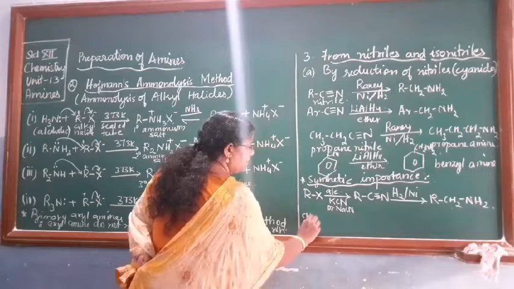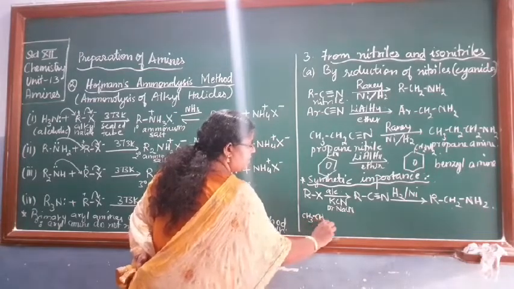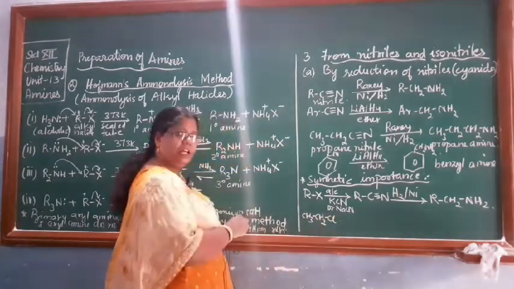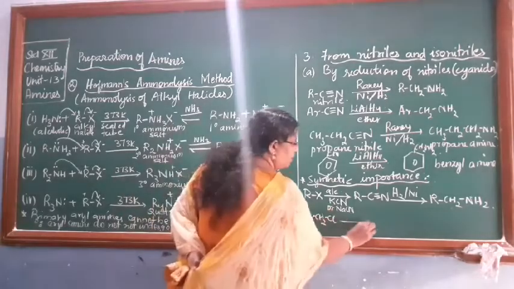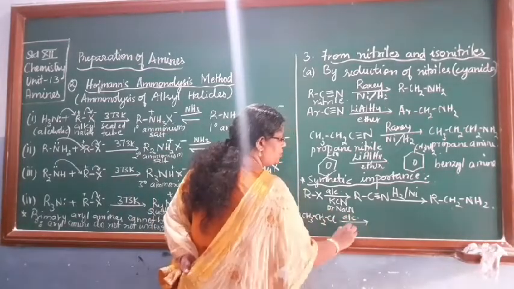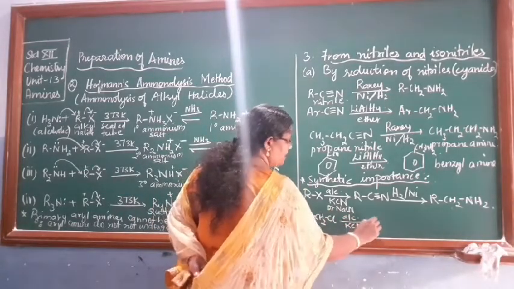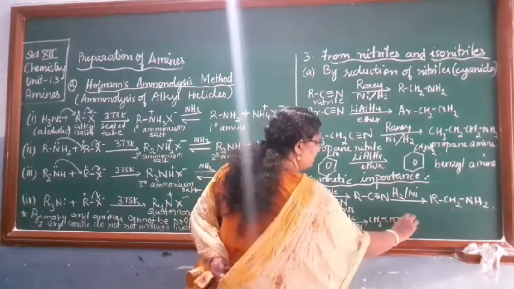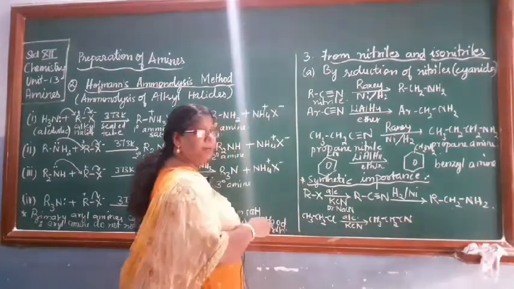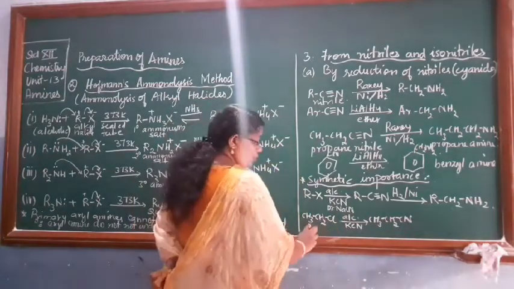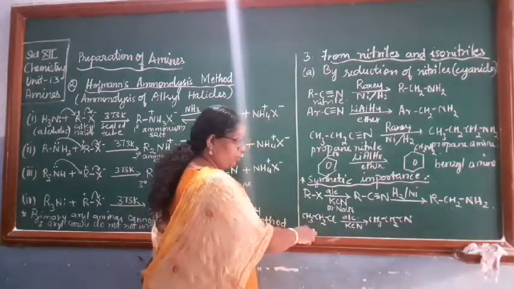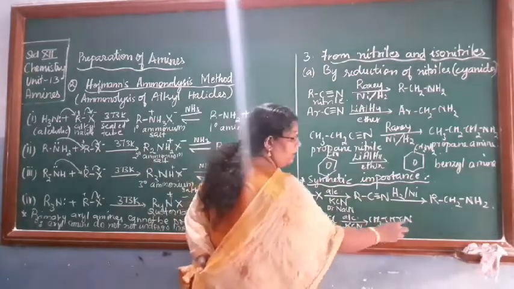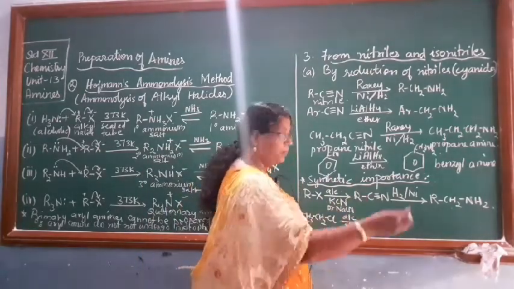Let me take one example and show you. CH3CH2Cl. This is ethyl chloride या chloroethane. Easily undergoes substitution reaction with alcoholic KCN, giving you CH3 CH2 CN. ये कौन सा कंपाउंड है? प्रोपेन नाइट्राइड हो गया. So you started with ethyl chloride या chloroethane. You got your propane nitrile, 1 carbon more.